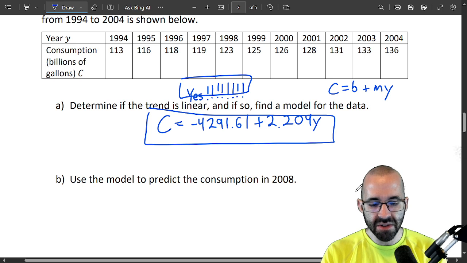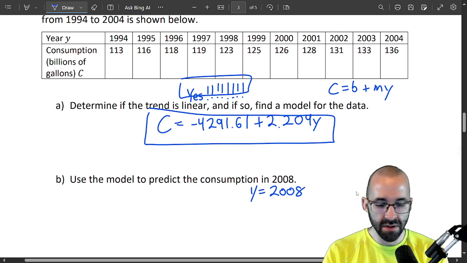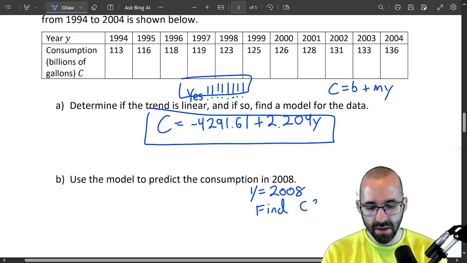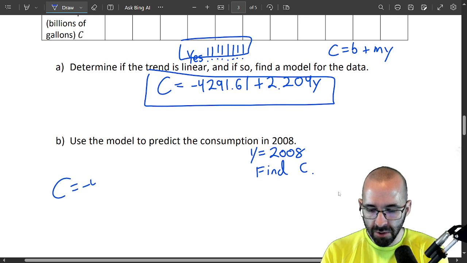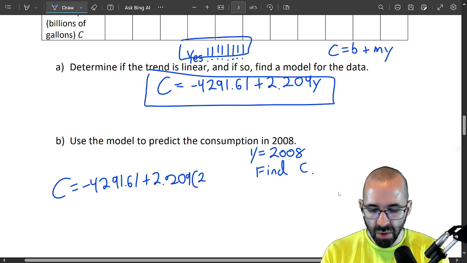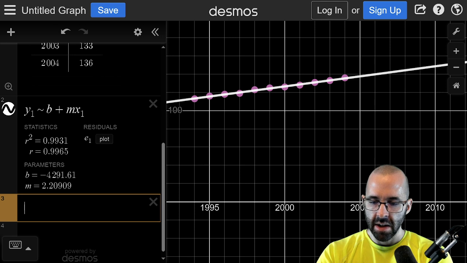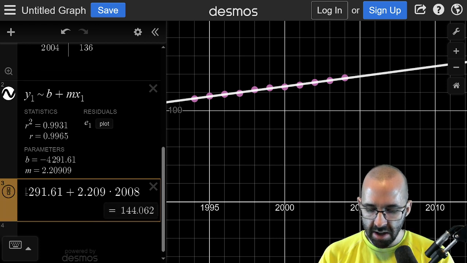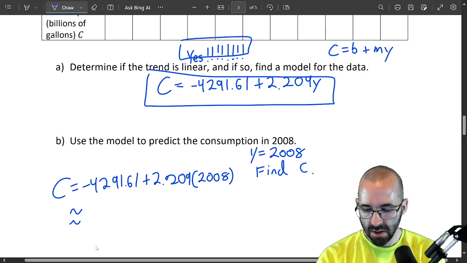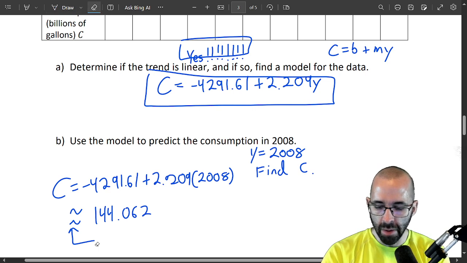So let's predict consumption in 2008. Our input will be 2008 because our input is just the year itself. And we want to find our output. Just find C. Hopefully what you did is you said, well, C is negative 4291.61 plus 2.209 times Y. Y is 2008. You just plug that in to get an approximation. You're going to get negative 4291.61 plus 2.209 times 2008 and get 144.062. I use these squiggly bars to show approximately equal to.